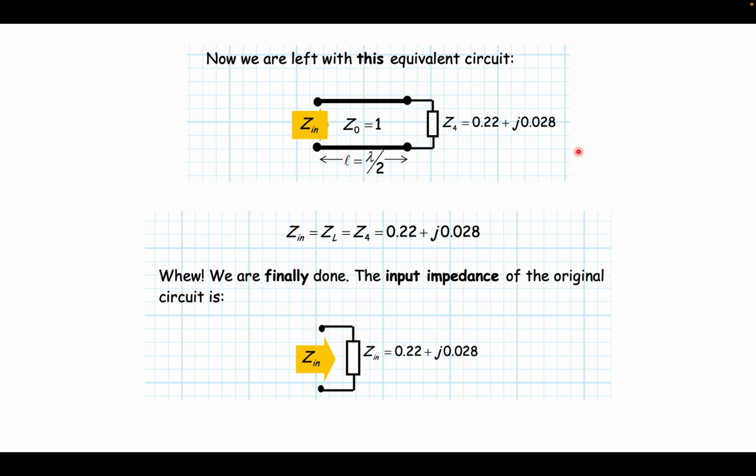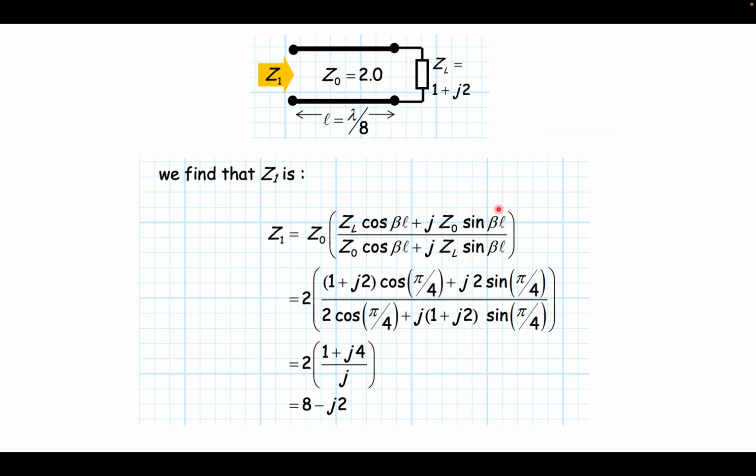Now again you need to use the same formula. You know the characteristic impedance, you know the length, and you know the load impedance. So again you calculate beta L. Beta is 2 pi by lambda, and L here is lambda by 2, so 2 pi by lambda times lambda by 2 will be pi, right? Now if you put pi, your beta L is pi, so sine pi is 0. So this Z1 is just equal to the load impedance.